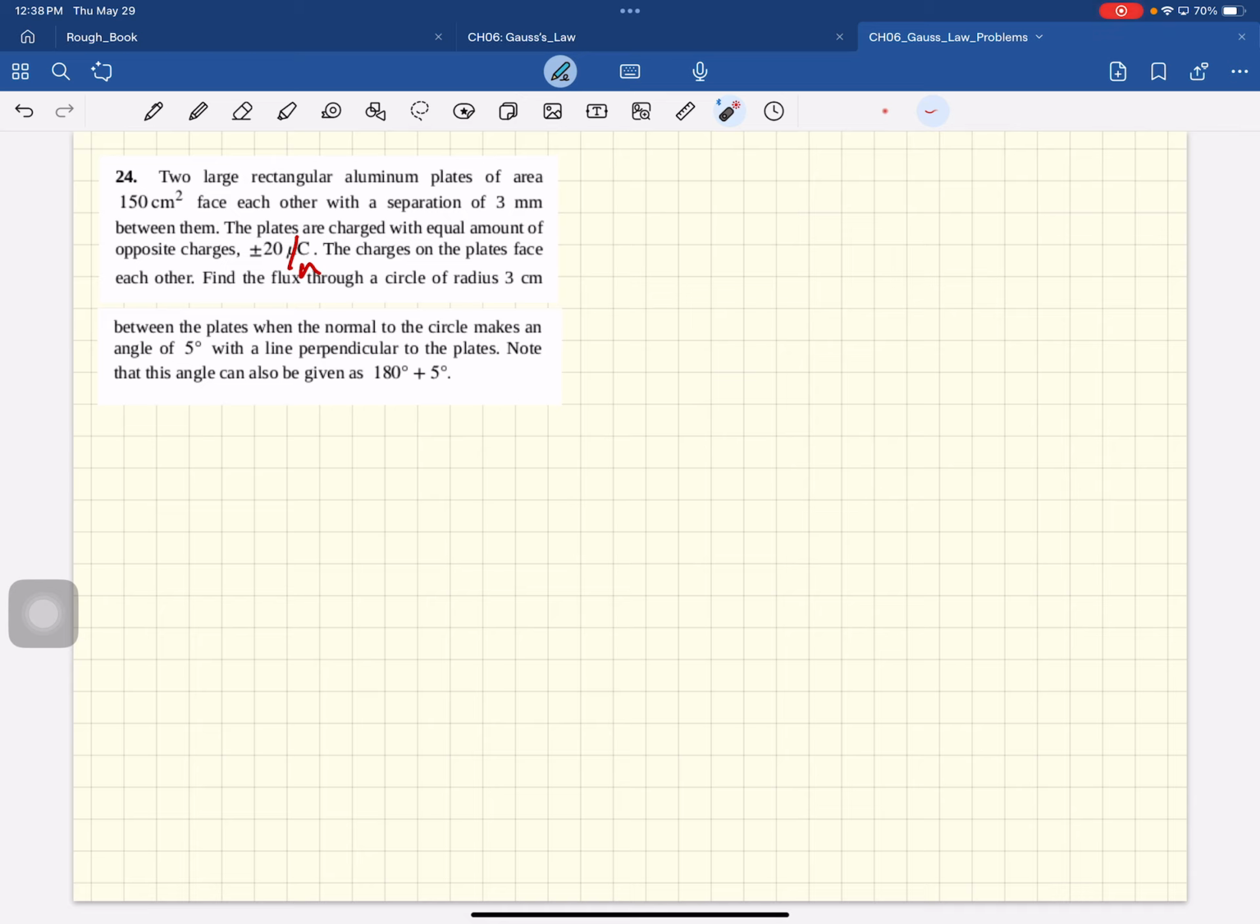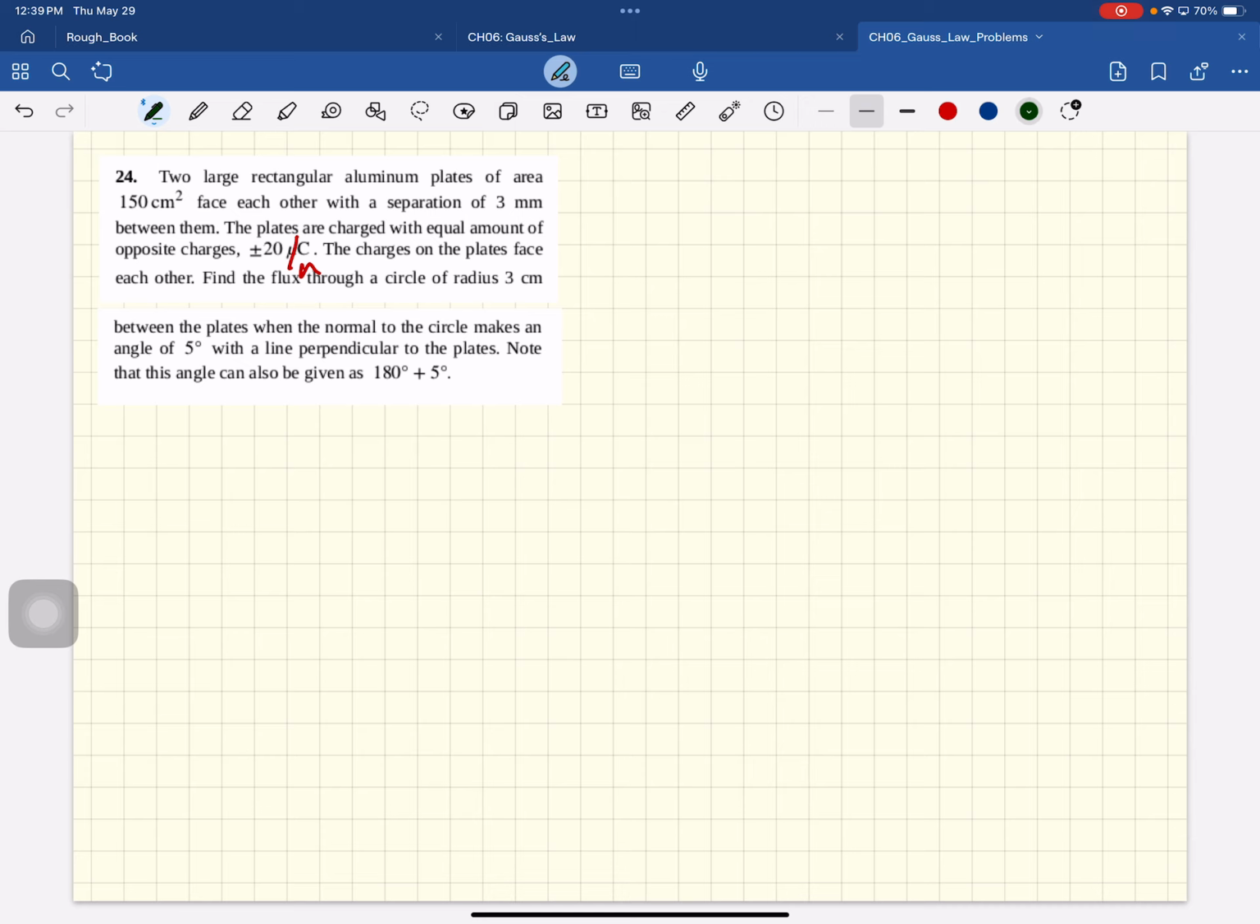The plates each face each other with a separation of 3 millimeters between them. The plates are charged with equal amounts of charges. It seems like that should be plus or minus 20 nanocoulombs. The charges on the plate face each other. Find the flux through a circle of radius 3 centimeters between the plates when the normal to the circle makes an angle of 5 degrees.